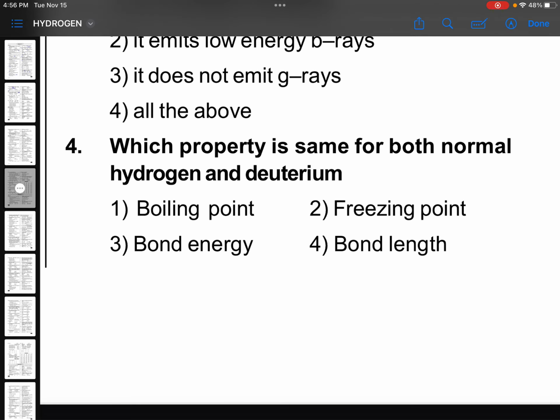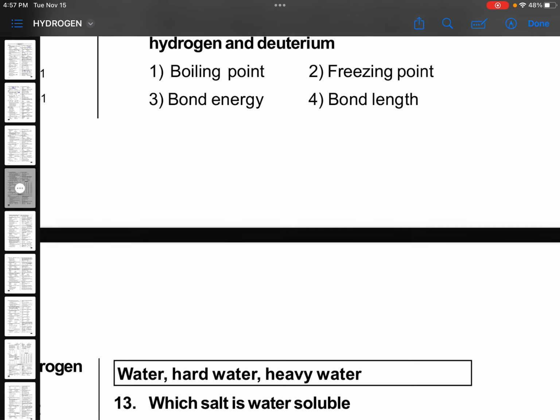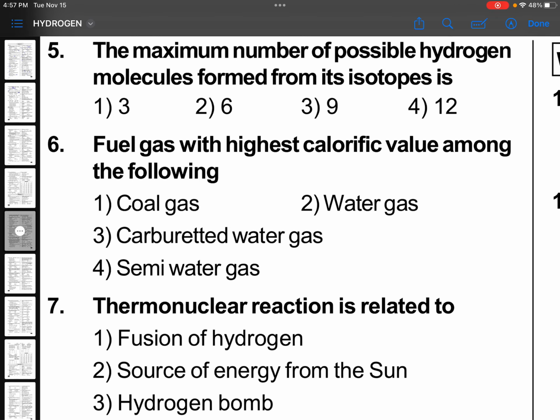Which property is same for both normal hydrogen and deuterium? Okay, now normal hydrogen, deuterium, both bond length is same. Bond energy, deuterium more. Boiling point, deuterium more. Freezing point also, deuterium more. Okay, this question is an important question. Right, coming to the next one.